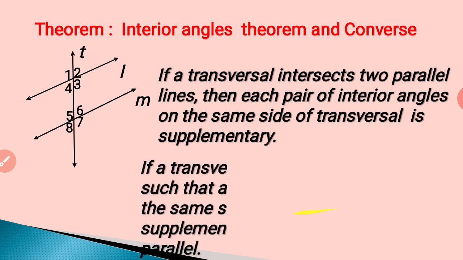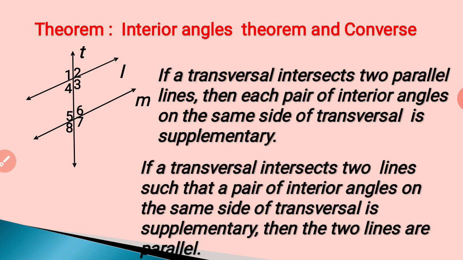Let us see the converse. If a transversal intersects two lines such that a pair of interior angles on the same side of the transversal is supplementary, then the two lines are parallel. In short, for the converse, we are told that the co-interior angles are supplementary. We conclude that the lines are parallel.